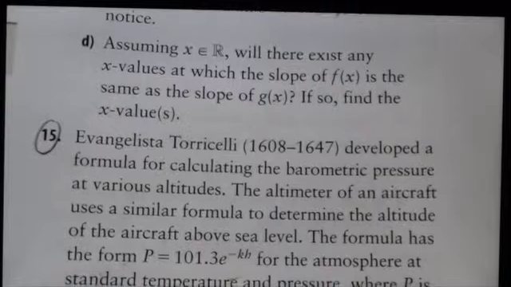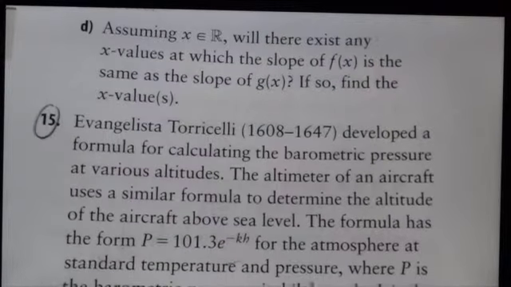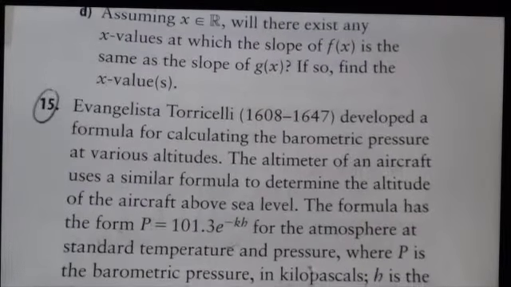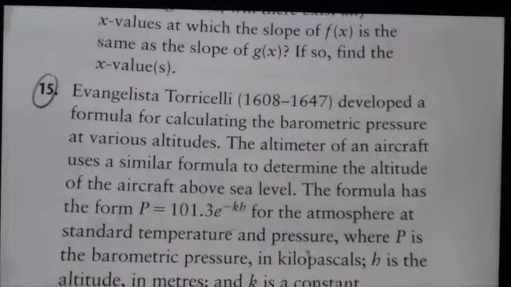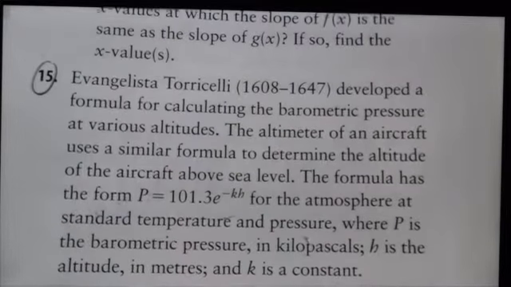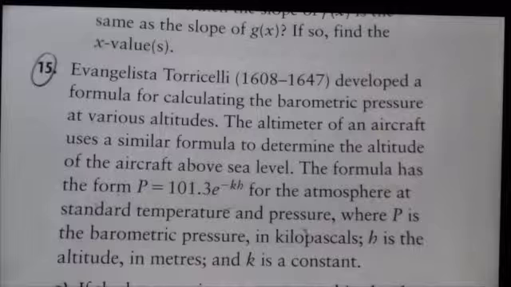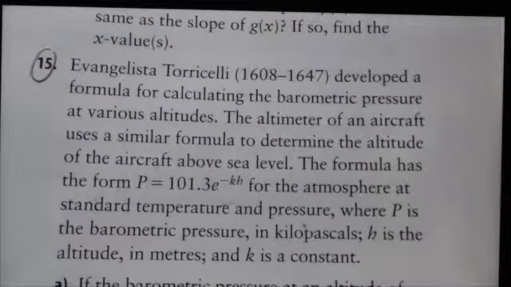The formula has the form P equals 101.3 e to the negative kh for the atmosphere at standard pressure and temperature, where P is the barometric pressure in kilopascals, h is the altitude in meters, and k is a constant. So for part A, it states if the barometric pressure at an altitude of 1,000 meters is 95.6 kPa, determine the value of k. So from the initial part of the question, we know a couple things.